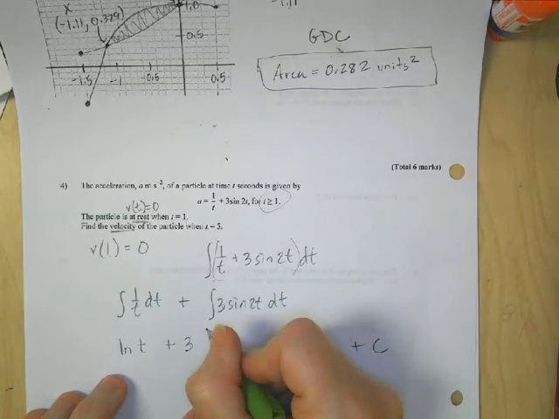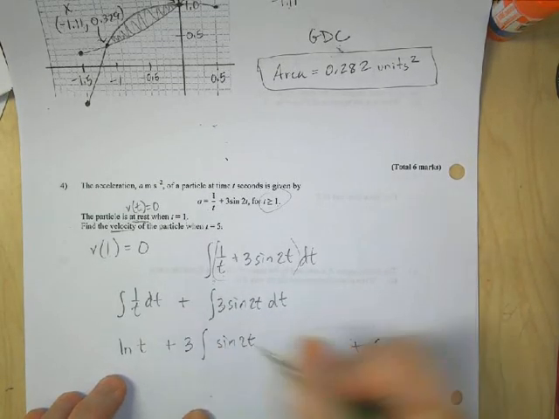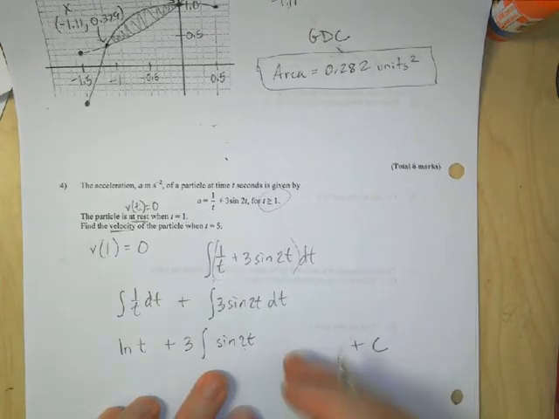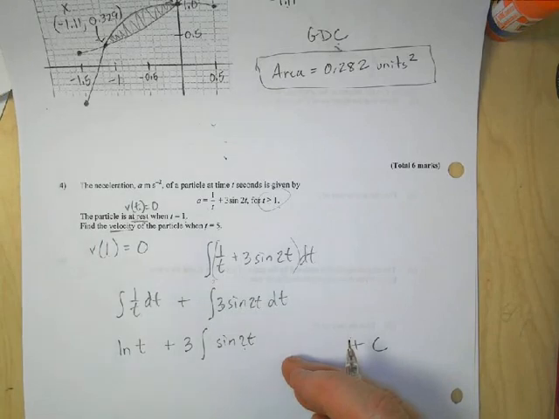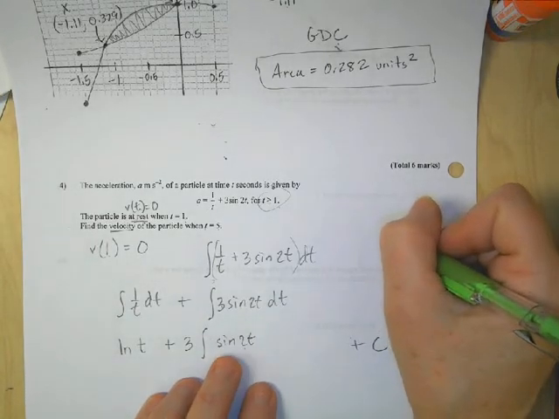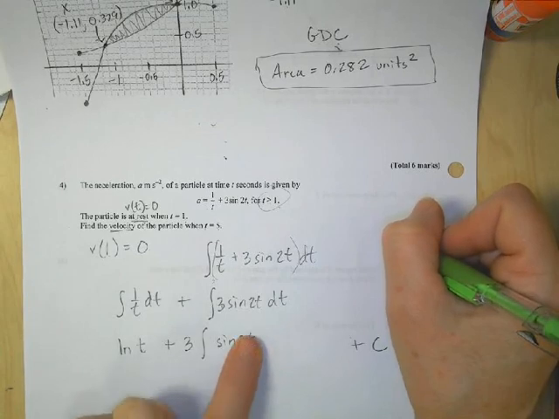I'm going to do this in 2 steps. I have sine 2t. Since I have something in here, I need to think about my u substitution. If I were to take the derivative of sine of 2t, I would get cosine 2t times 2, because we have to use the chain rule since I have something happening in here.